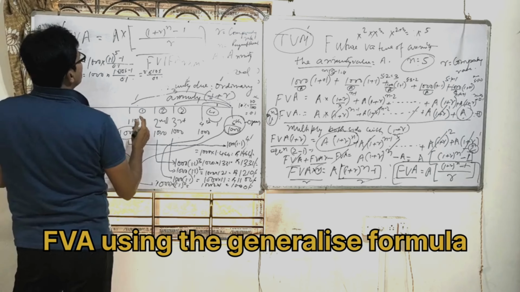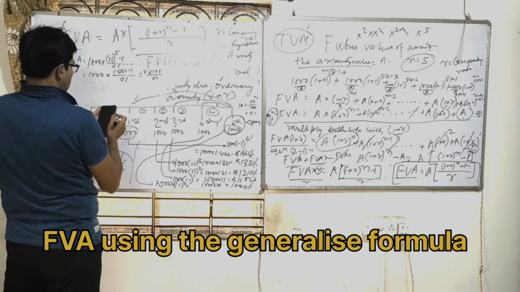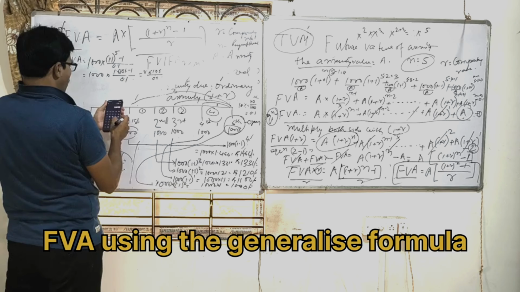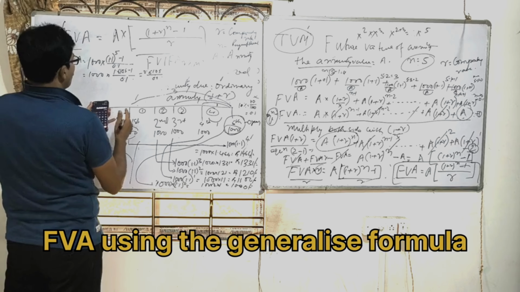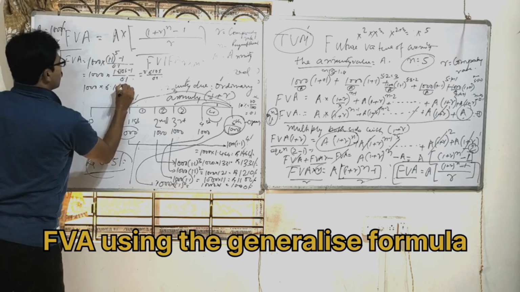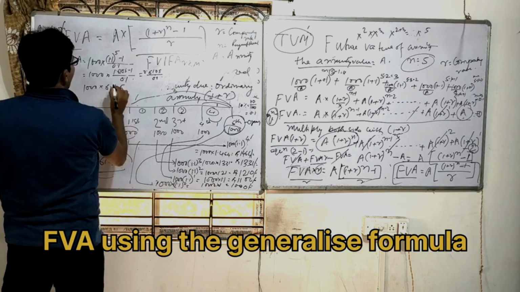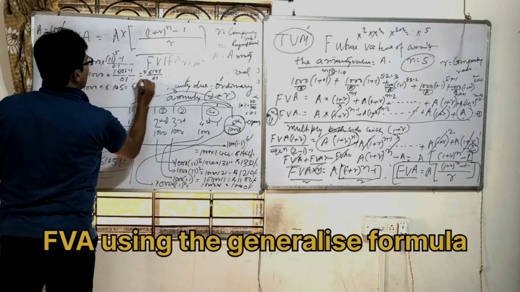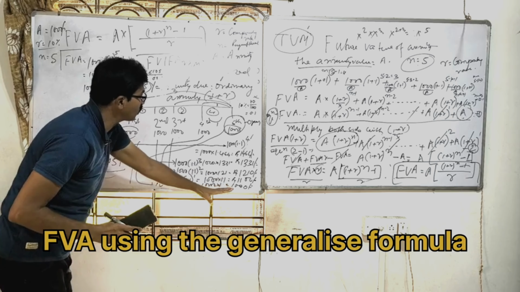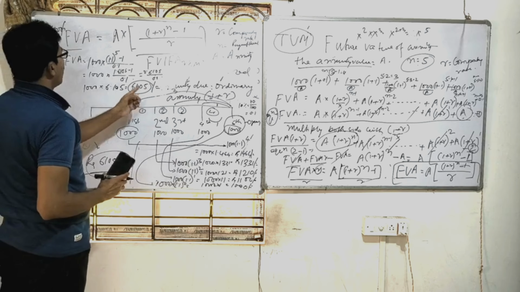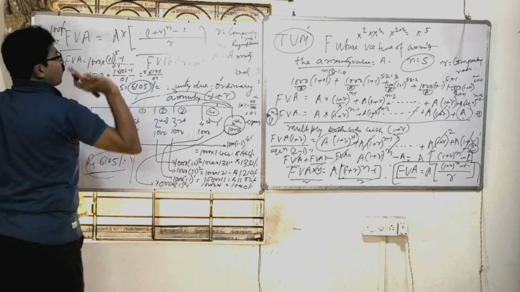So what can I do here? 0.6105 divided by 0.1 is 6.105. 1000 into 6.105 is equal to 6,105. It took around 15 minutes to find this value, and I have just found it within a minute, 6105, by putting the values in the formula.